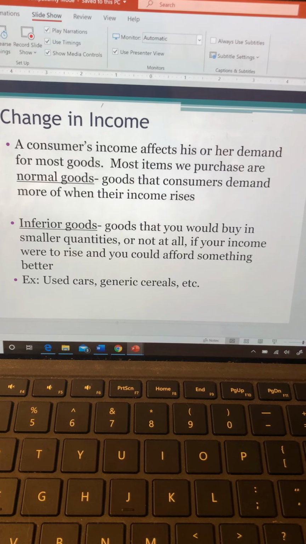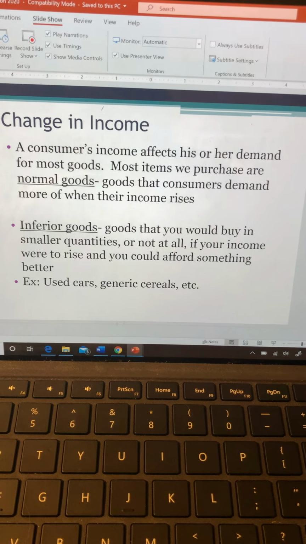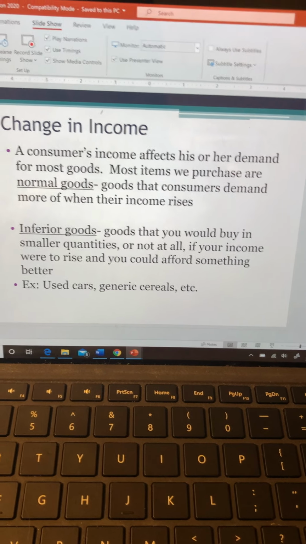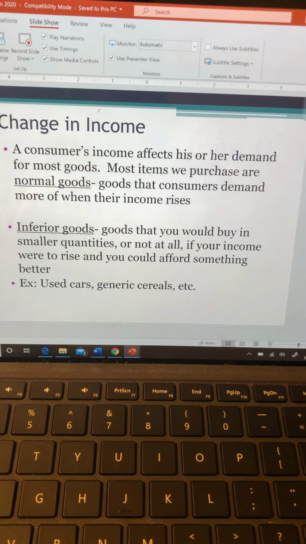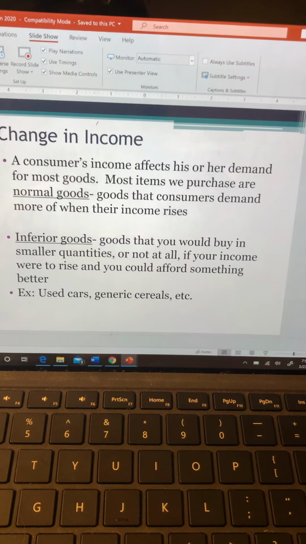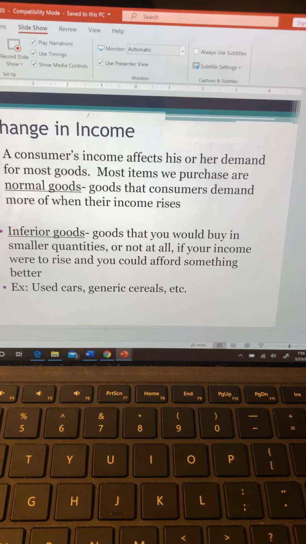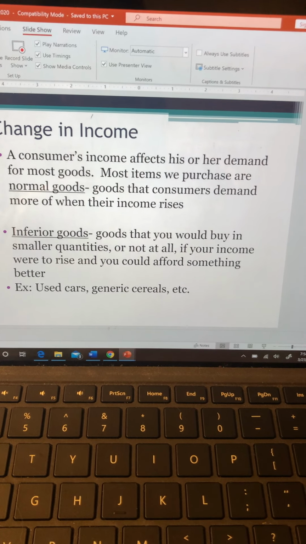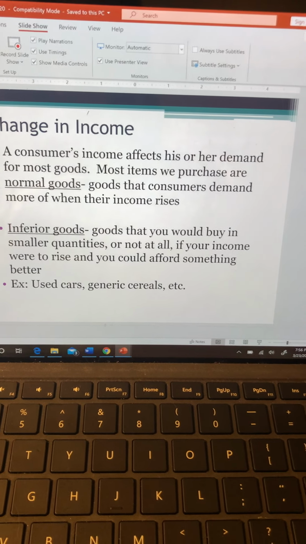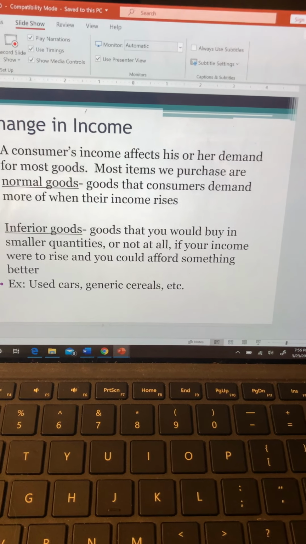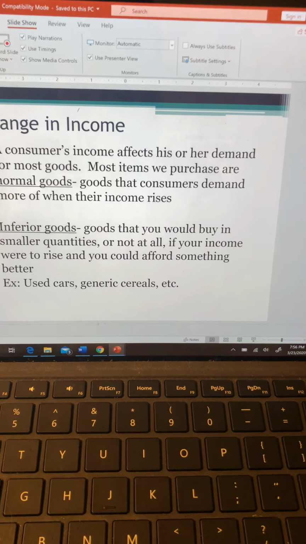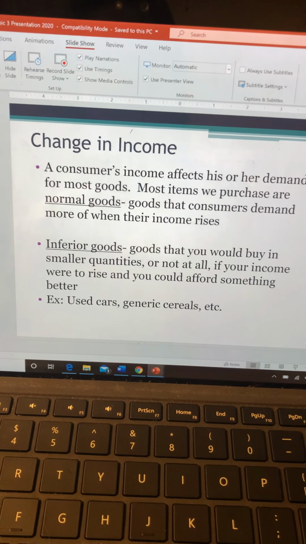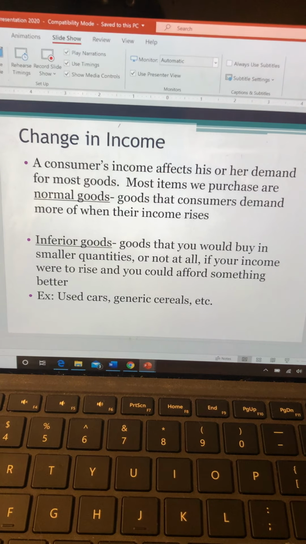Okay, if something is considered an inferior good, that's a good that you would buy in smaller quantities or not at all if your income were to rise and you could afford something better. Okay, so now you're making more money, so you're going to buy less of an inferior good. So a good example is like a used car. If you're making $40,000 a year and all of a sudden you're making $75,000 a year, you are more likely to buy a new car rather than a used car.